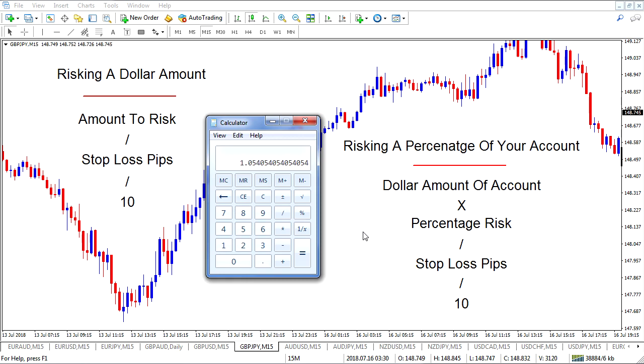All right. I hope this helped. This is how you calculate the trade size to get either the right dollar figure at risk or the right percentage of your account at risk.